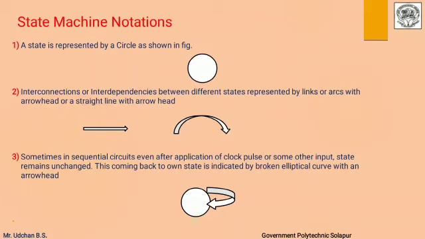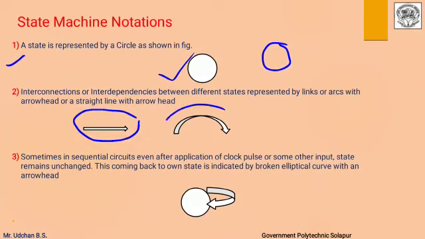Now, the first notation is that a state is represented by a circle, which is drawn over here. After that, interconnections or interdependencies between different states are represented by links or arcs with an arrowhead, or a straight line with an arrowhead. We can represent the interconnections or interdependencies between two states like this.